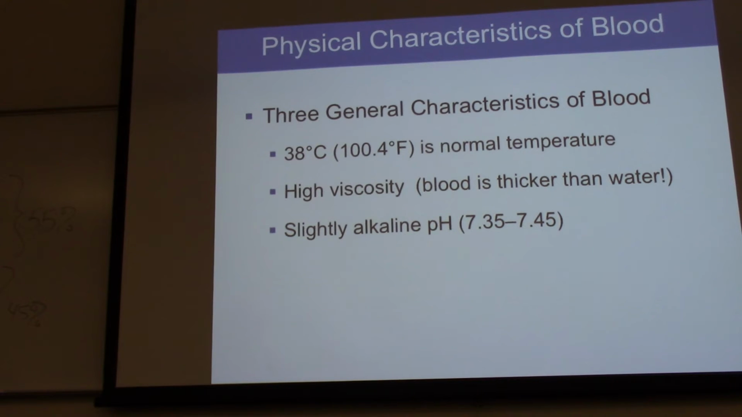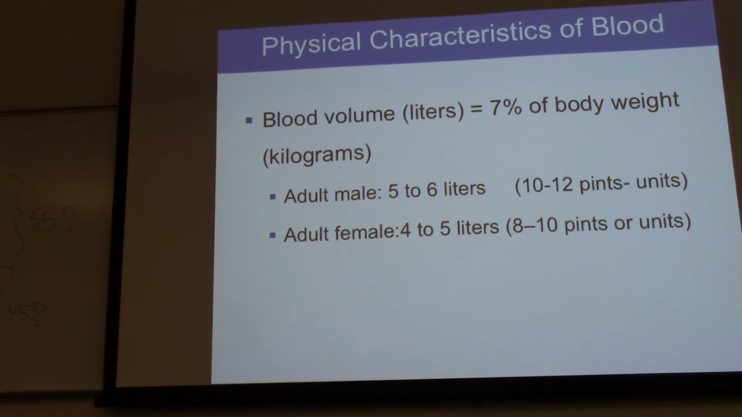Basically, blood is a little warmer than your body, so the normal temperature of blood itself is about 38. We're just going to still use 98.6 as our normal temperature. Remember that blood is thick. It is thicker than water. You've heard that term before. Blood is thicker than water, and it is. It's viscous. It's slightly alkaline. Once again, it's the normal body pH, 7.35 to 7.45.